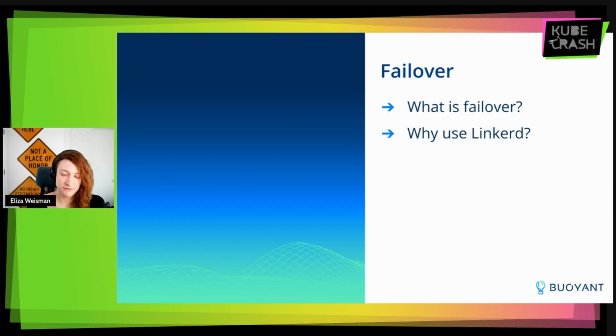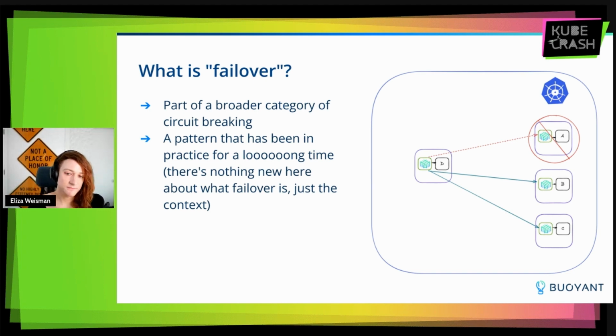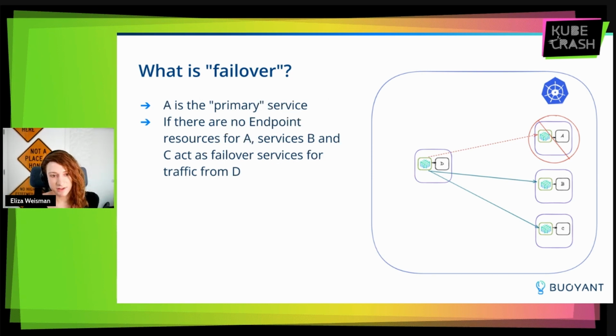Now we're going to talk briefly about failover. What is failover, why is Linkerd positioned to enable us to do failover, and how can Linkerd help? Failover is one form of circuit breaking. We've been doing failover for basically forever. It's one of your most traditional forms of reliability engineering: you have something that is the primary service of whatever service.